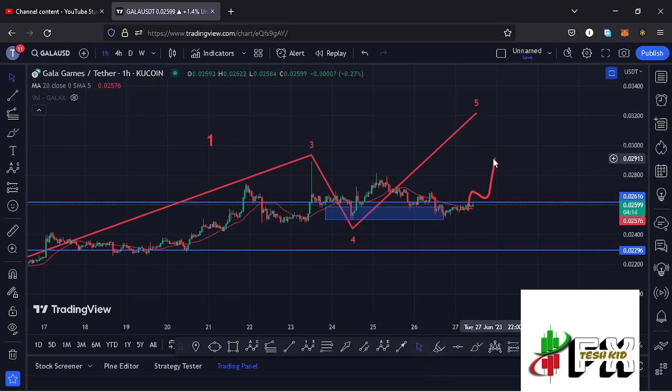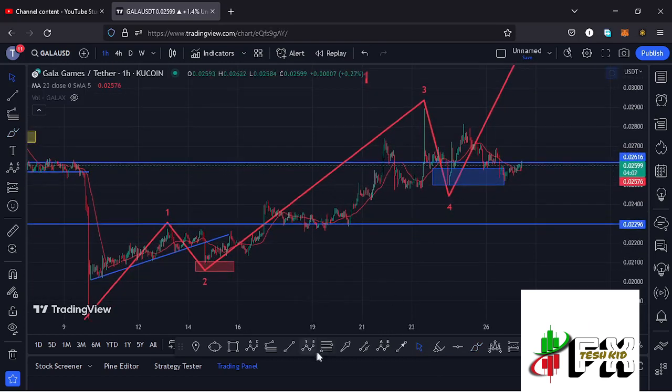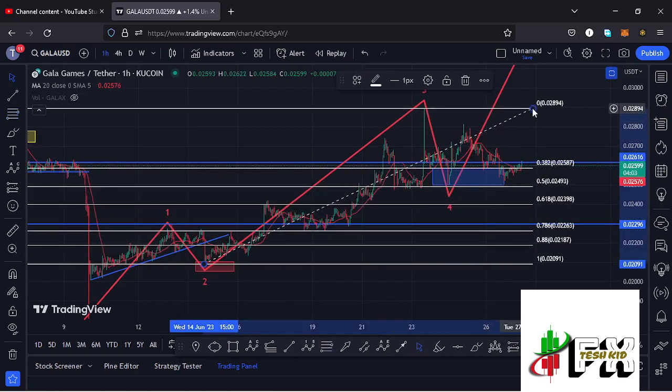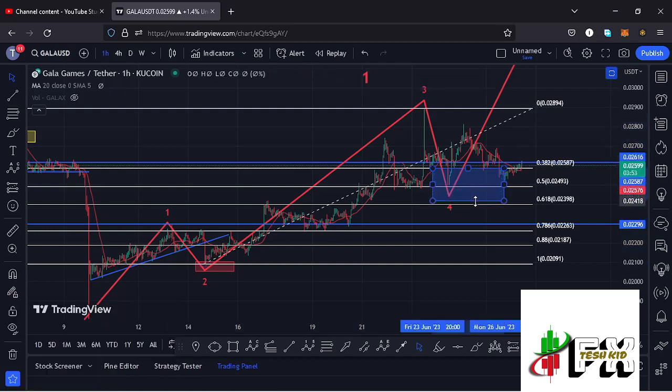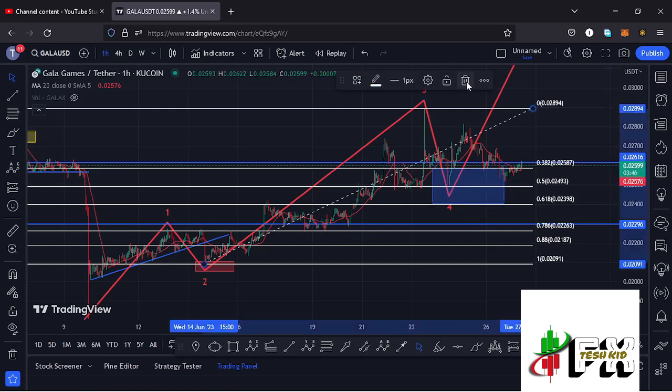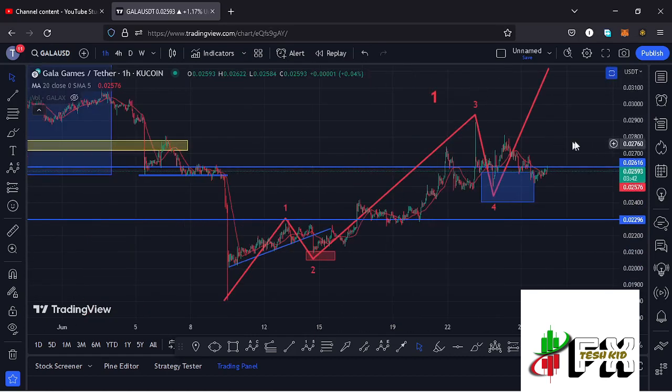Alternatively, in case the breakout does not play out and we continue heading further down, then the next area that we need to watch is the fib level 0.618, and that is at around the $0.02398 mark. And a break below that, then that is a break below the fib level 0.618, then that would be suggesting an alternative scenario, which is even more bullish here on the Gala Games chart.